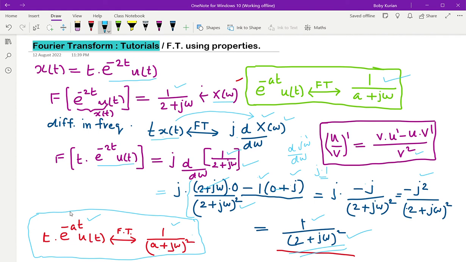So we already know the Fourier transform of e power minus at u of t, that is 1 by a plus j omega. Then the Fourier transform of t into e power minus at u of t is 1 by a plus j omega whole square. So this is another important result or conclusion that we obtain from this example.